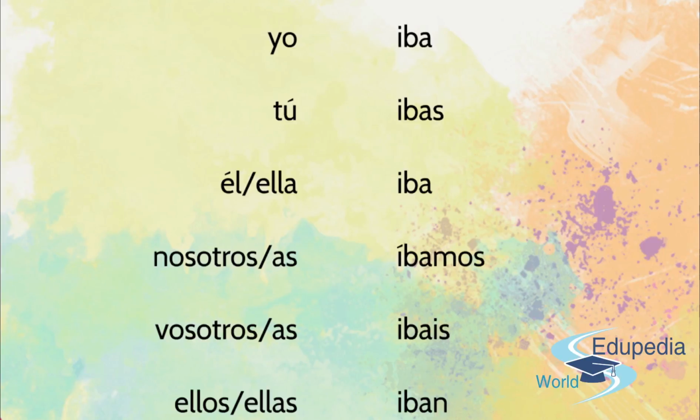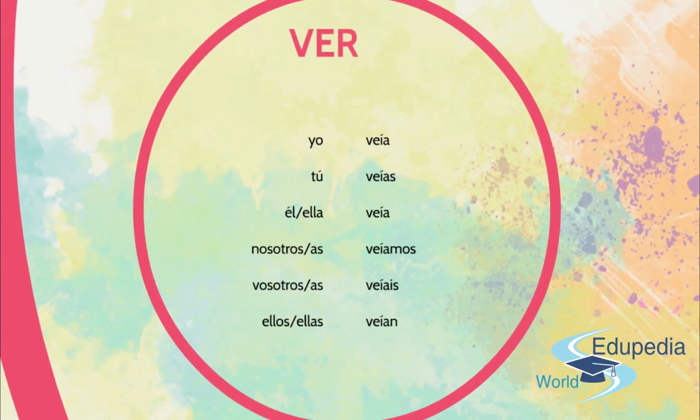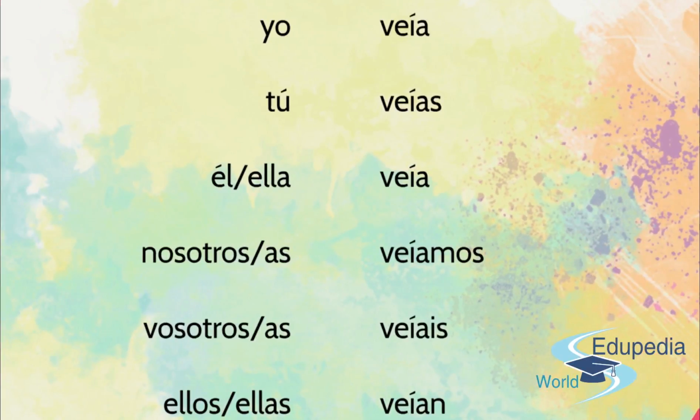And ver, to see. Sometimes to watch, too. Ver, to see. Yo veía, tú veías, él, ella veía, nosotros, nosotras veíamos, vosotros, vosotras veíais, ellos, ellas veían, okay? I used to see, I saw. Yo veía, veías, veía, veíamos, veíais, veían, as in I used to watch, or I used to see that program on TV, yo veía ese programa en la tele, okay?